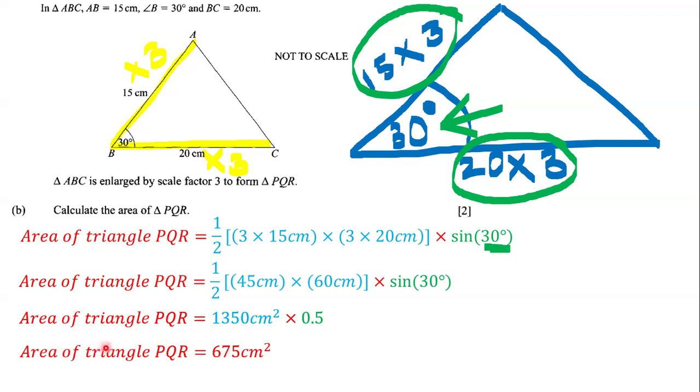So the area of triangle PQR is equal to 675 centimeters squared. And that's the answer to this question.